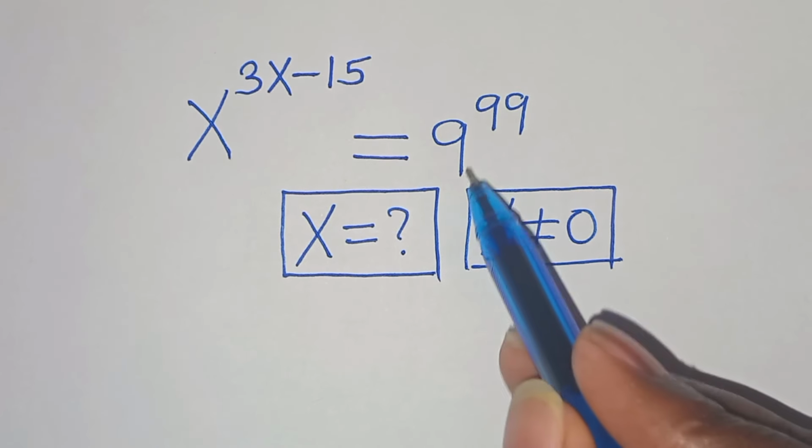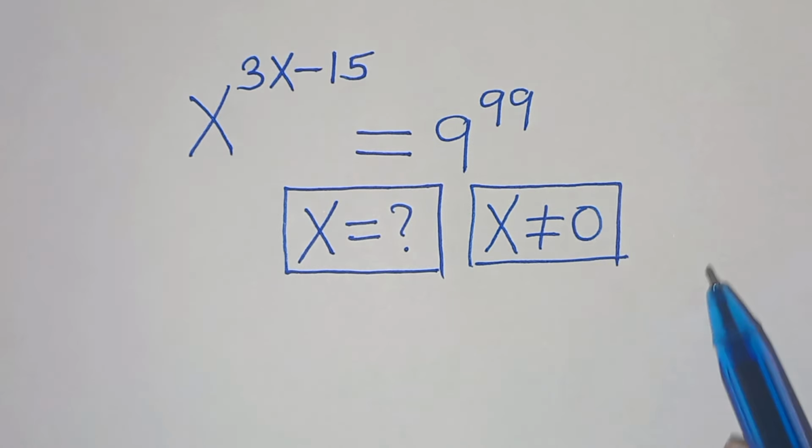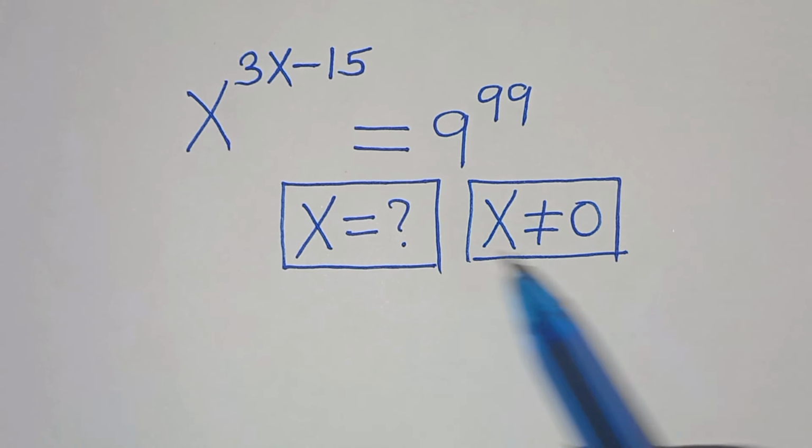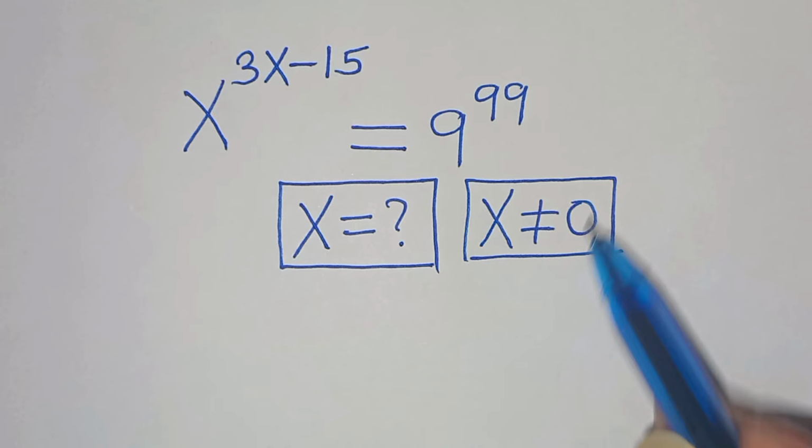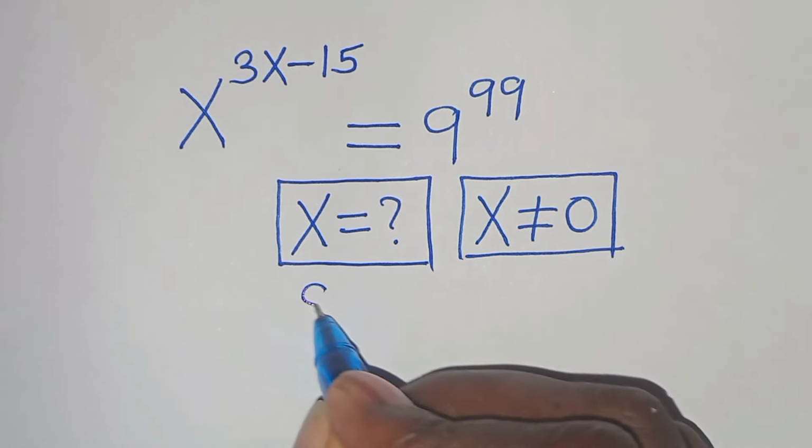Hello everyone, you are welcome to solve this nice exponential equation, which is x to the power of 3x minus 15. This is equal to 9 to the power of 99. So what is the value of x given that x is not equal to 0? So let's provide a solution from here.